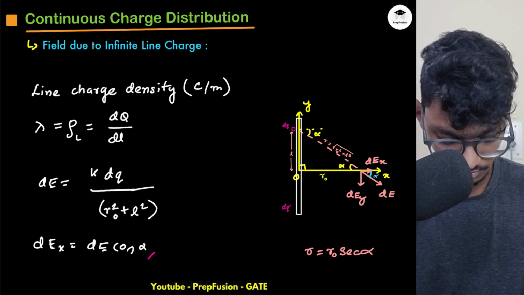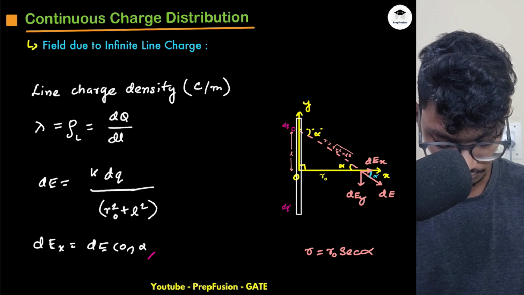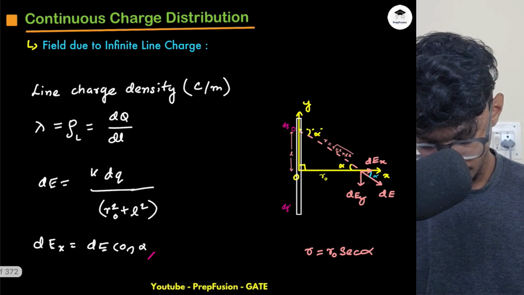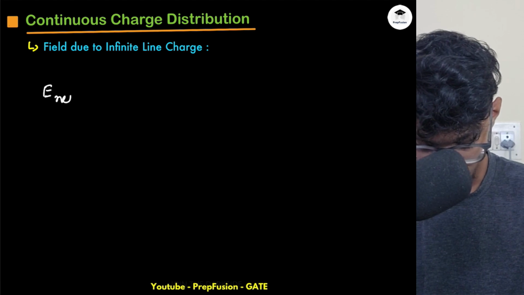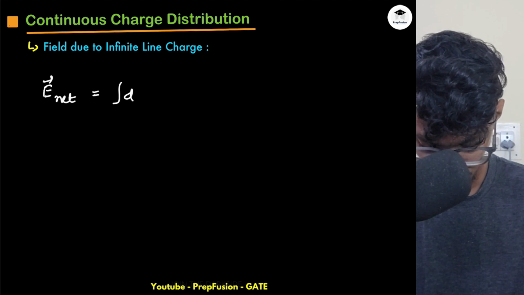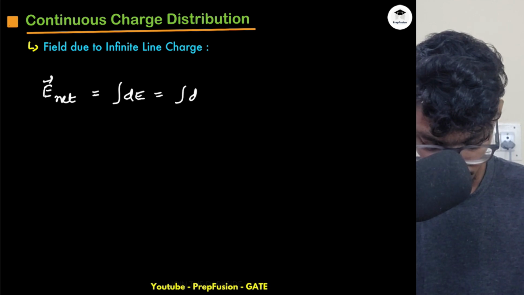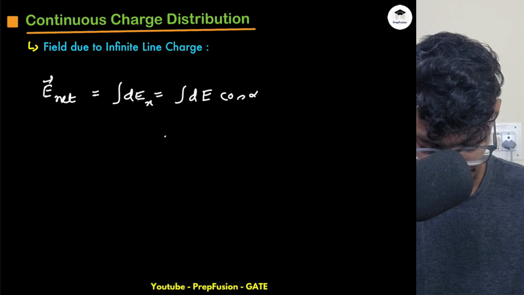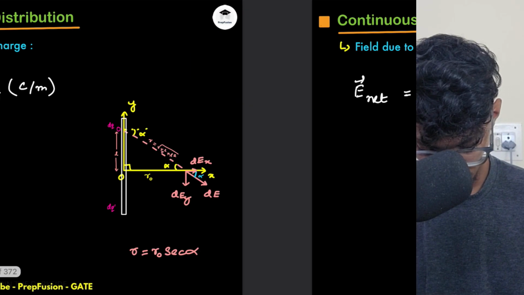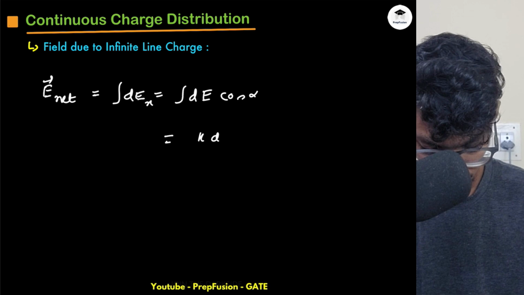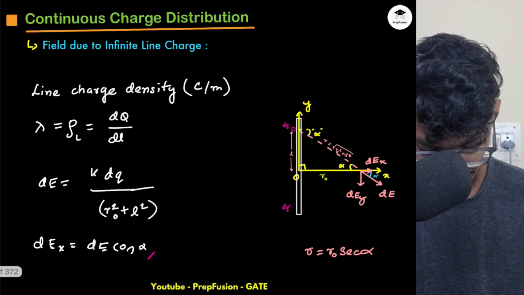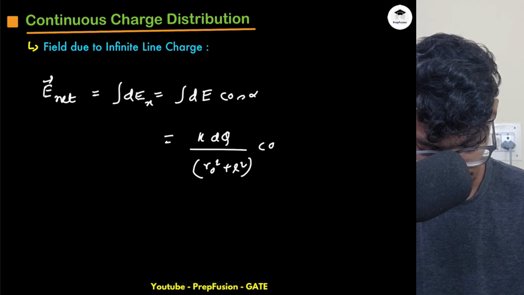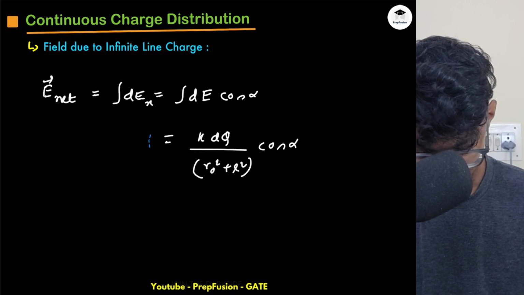So we need dE cos alpha. What will be my E net? E net will be only in the x direction. It will be the integration of dEx, or the integration of dE cos alpha. What is dE? dE is k dq divided by r naught square plus l square, and cos alpha is there. I have to integrate this.